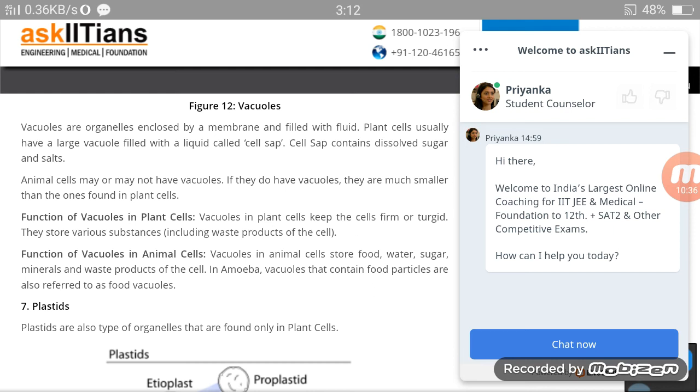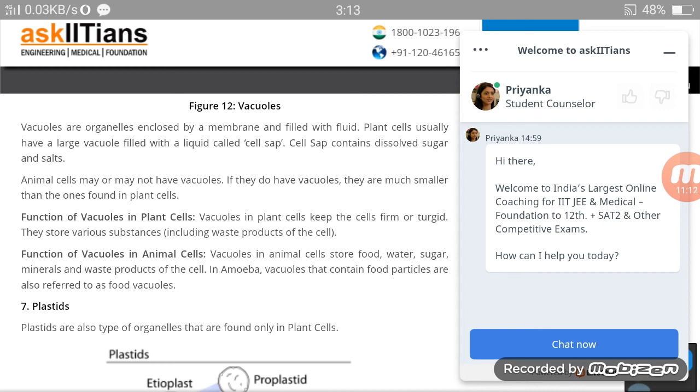Vacuoles in plant cells keep the cells firm or turgid. They provide rigidity to the plant cell. They store various substances including waste products of the cell. Vacuoles contain various waste products of the cell and also provide the cell turgidity, rigidity and firmness. Now what function is the vacuole performing in the animal cell? We will read about it in this: function of vacuoles in animal cells.